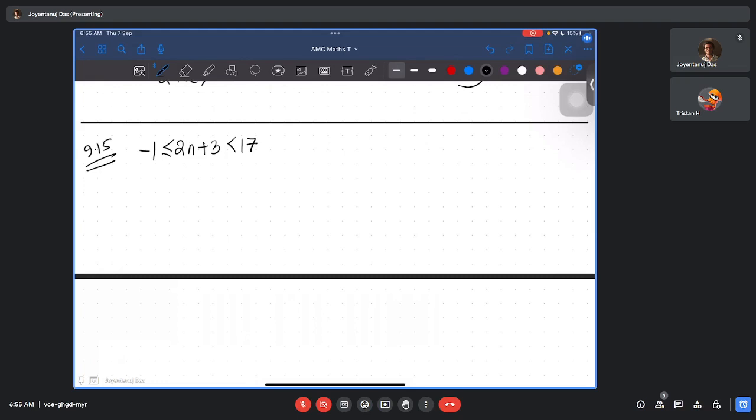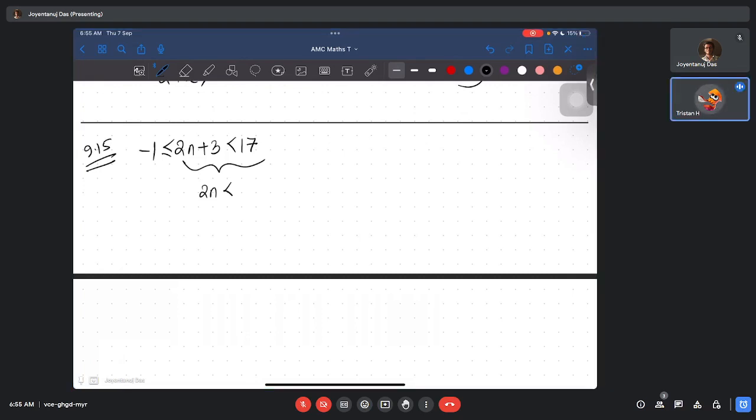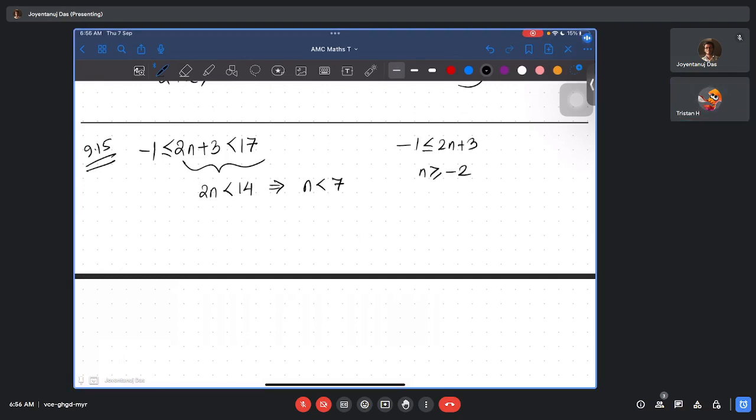So this is just simple. You just work on each side. From here you have 2n less than 14, so n is less than 7, and then you can do the other side: n greater than or equal to negative 2. So from negative 2 up to 6, all the integers can be my solution, because it is strictly less than 7.